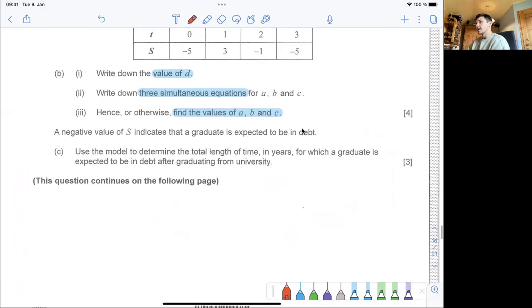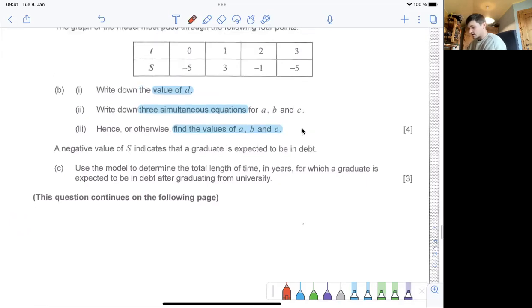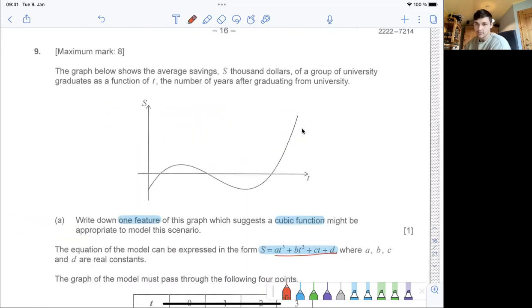Now, a negative value of S indicates that a graduate is expected to be in debt. Use the model to determine the total length of time in years for which a graduate is expected to be in debt after graduating from university. If we go back up to our graph here, essentially what this question is asking us to find is the total amount of time that this graph is below the x-axis, or the t-axis, if you will. So how long is that time there, and how long is this time here?